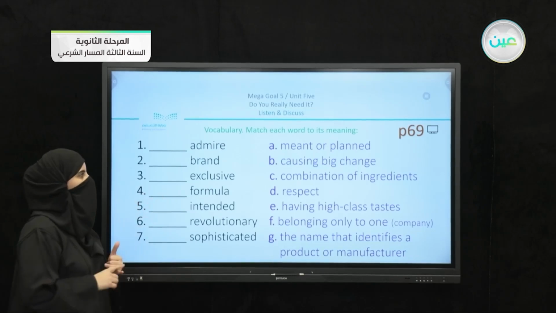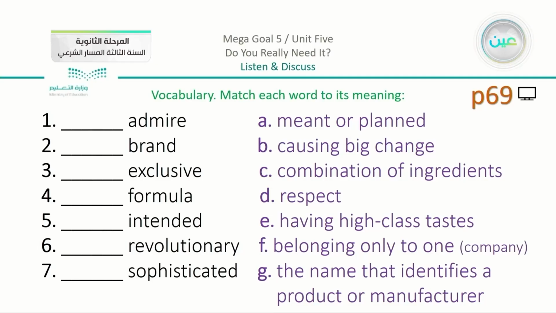Now on the other side, we do have the meanings. So we have the first meaning, A, meant or planned. B, causing big change. C, combination of ingredients. D, respect. E, having high-class tastes. F, belonging only to one, usually a company. G, the name that identifies a product or a manufacturer.